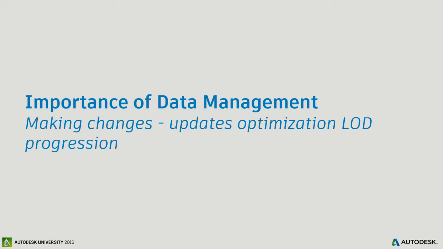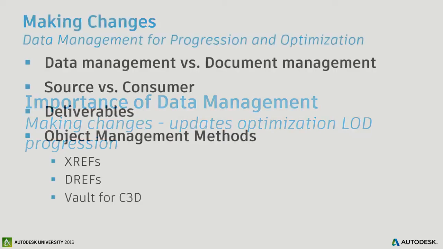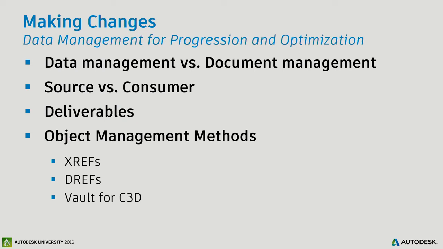Now, the importance of data management. If I need to make changes, I'm going to have to think about data management, and I'm going to talk about my source information, and I'm going to talk about consumer information. So my source objects, which would be something like a surface, an alignment, and then my consumer object is the actual corridor itself. And the different types of the deliverables that come from the combination of a source and a consumer drawing, it kind of works up. I'll show you the pyramid.